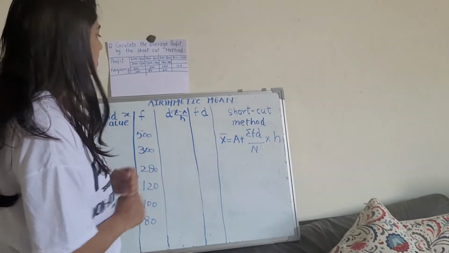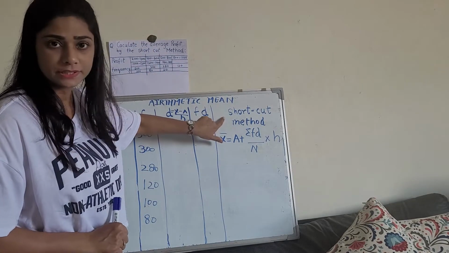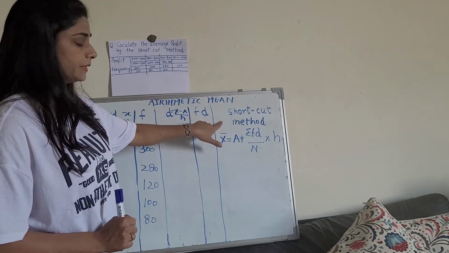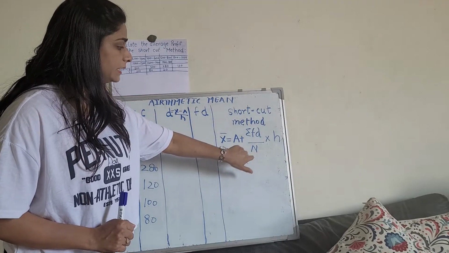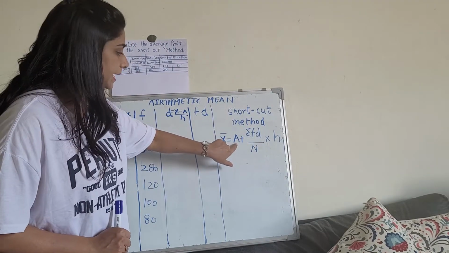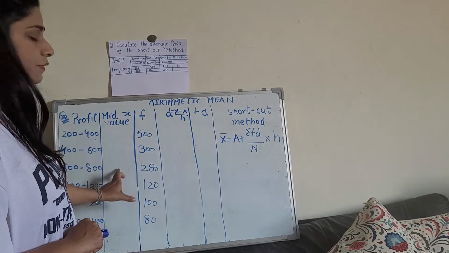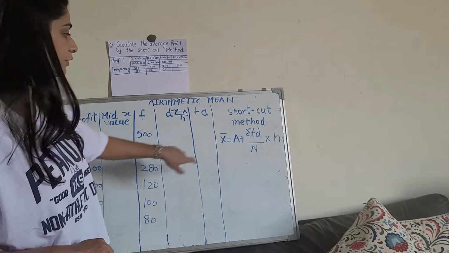Today we are going to discuss arithmetic mean for group data by shortcut method. The formula to calculate arithmetic mean is A plus sigma FD upon N into H, where A is the midpoint of the mid value. So first we will calculate the mid value and then we will find the central value, that will be A.